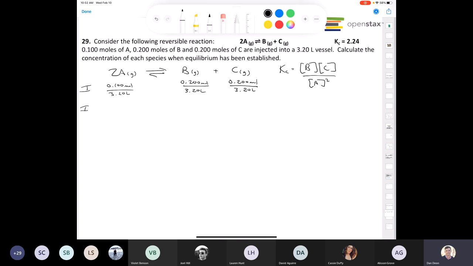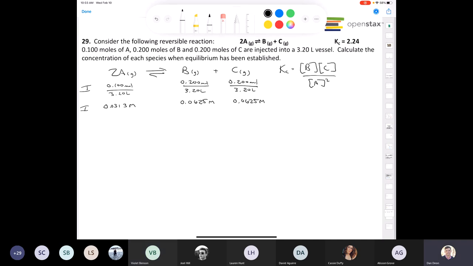So initially our concentrations are what? 0.2 divided by 3.2. So let's see here. What am I doing wrong here? Sorry, 0.1 divided by 3.2. That doesn't look right. Okay, so here I've got 0.0313 molar, and here I have 0.0625 molar, and here I have 0.0625 molar. There we go. Sorry to interrupt you, the 0.1 divided by 3.2 is 0.0313. Sorry. No problem. There we go.